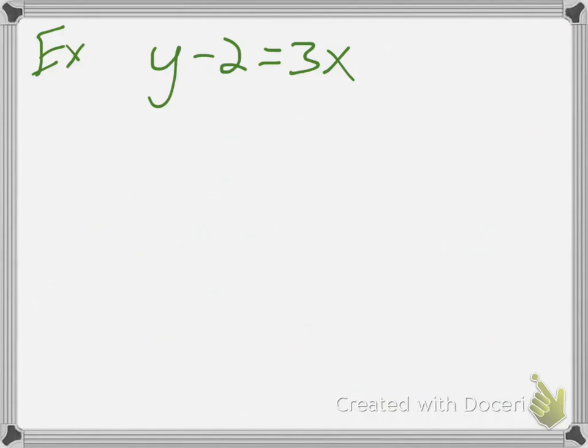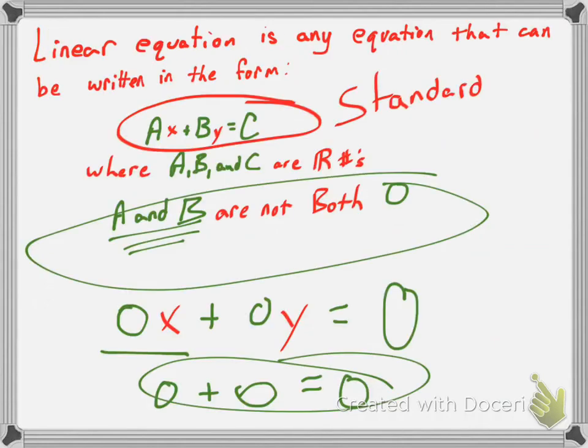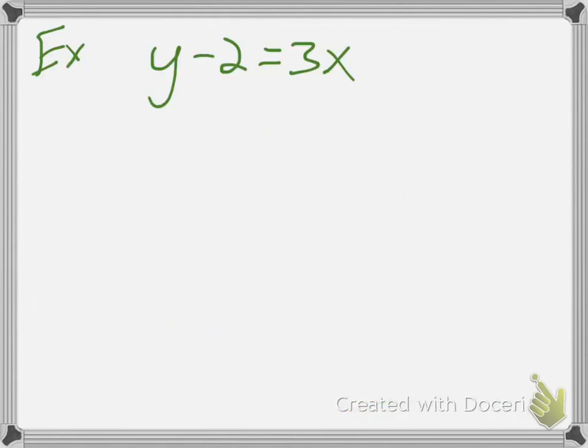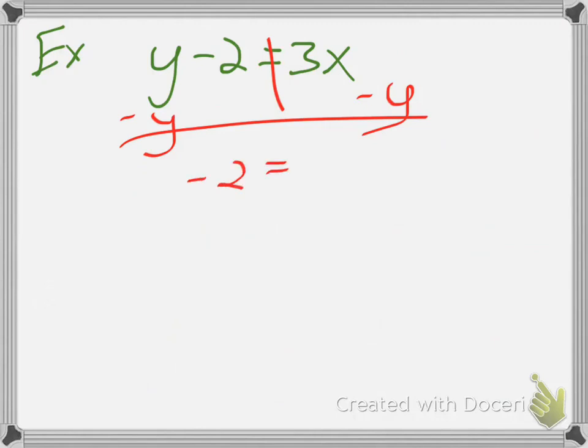So we want to solve where x and y are on the same side and the negative 2 is on the other side. Just like this right here. It says ax plus by equals c. So let me show you. I want to put my y on the other side, and the reason why is because I'll have both my x and y on the same side. So I'm going to subtract y on both sides, and I would get negative 2 equals 3x minus y.